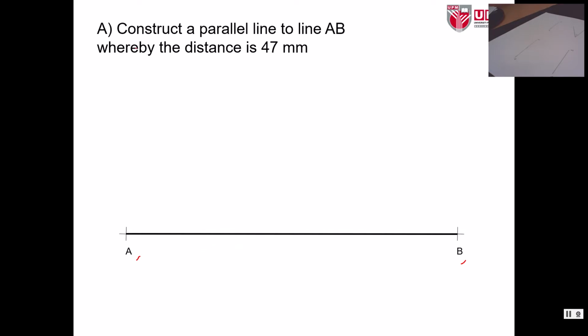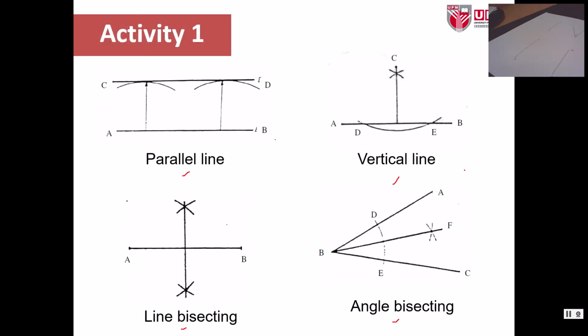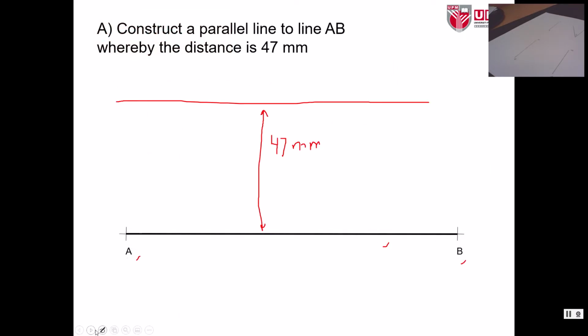So the instruction one is to construct a parallel line to line AB. We need to have another parallel line to line AB where the distance is 47. So the distance between both of these lines is 47 mm. There is a way of doing that. So let's just watch the animation.